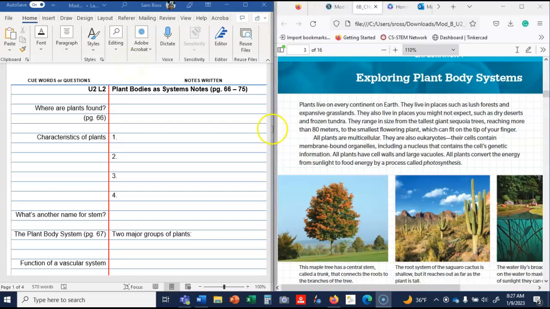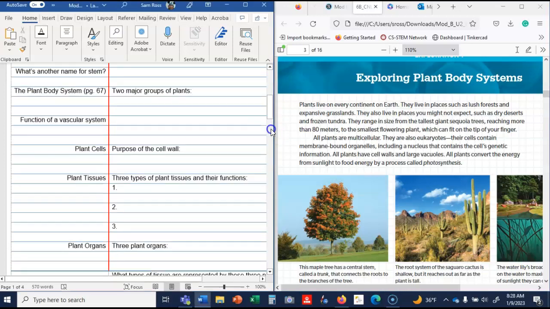Where plants are found: plants live on every continent on Earth. Characteristics of plants, there are 4. All plants are multicellular. They are also eukaryotes. So 1 is multicellular, 2 is eukaryotes, 3 is cell walls and large vacuoles, and 4 is photosynthesis.